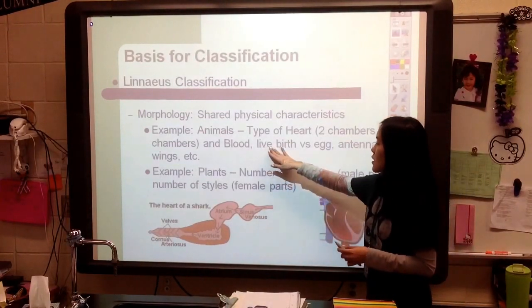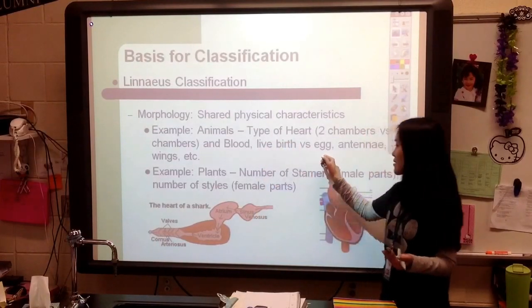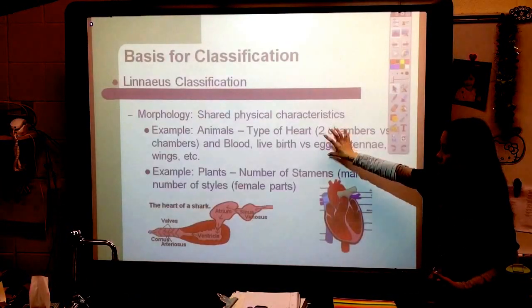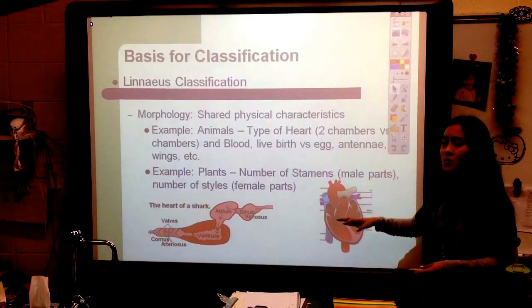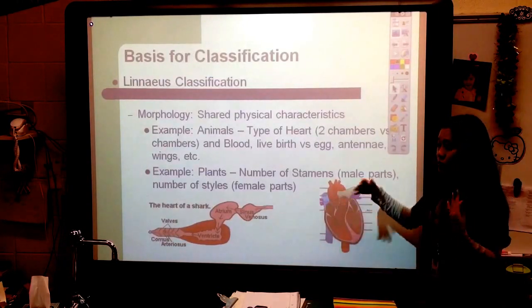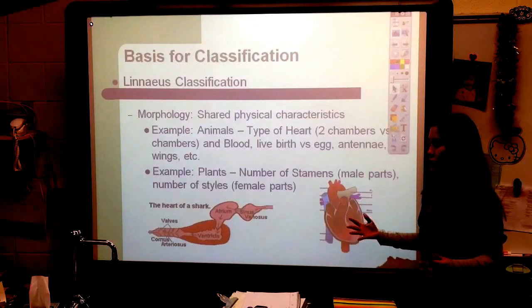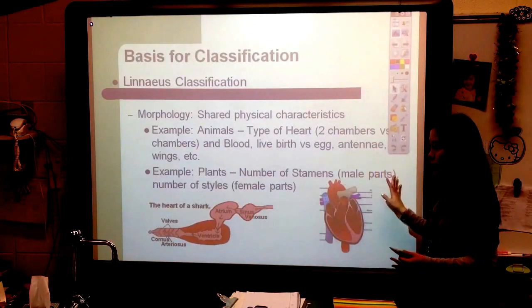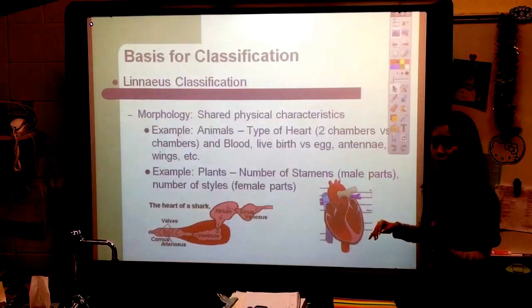We could also look at, do they give birth, live birth? Do they lay eggs? Do they have antennae? Do they have wings? So here in morphology, you're looking at physical characteristics. The same thing can actually be done for plants. Plants are also living things. They also have very specific scientific names. And for plants, you could look at things like their male parts and the female parts. What are the reproductive organs? What type do they have?